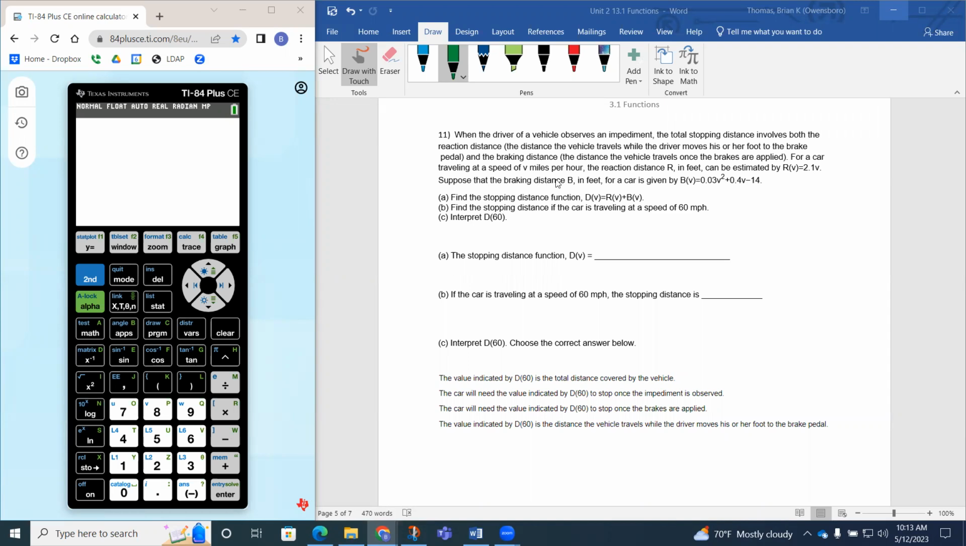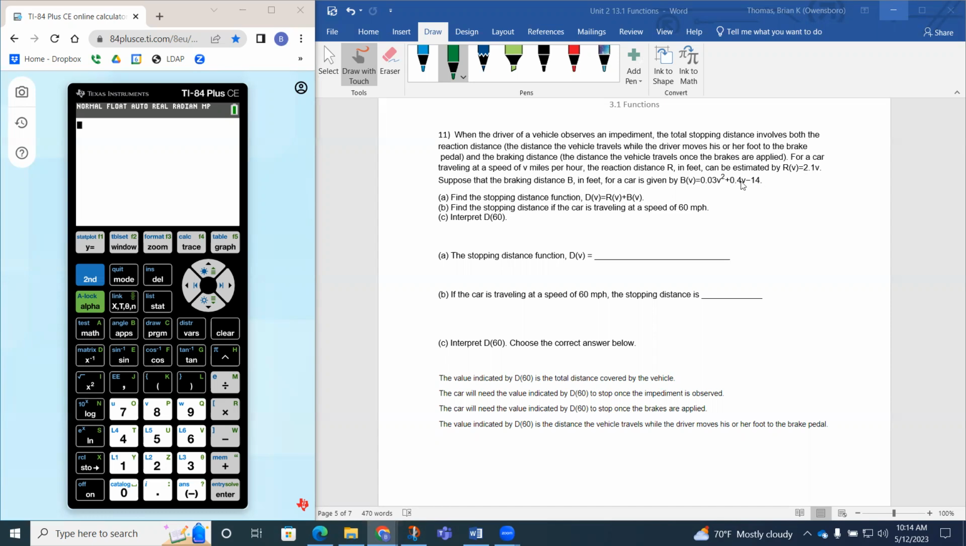So suppose the braking distance, B in feet, for a car is given by this formula here. The braking distance is going to be B of V, which is 0.03 V squared plus 0.4 V minus 14. So we actually have two functions. R of V represents your reaction distance. So you see something in the road, you're reacting and going for your brakes. How long does it take for you to see the impediment and apply the brakes? This is going to be this formula here.